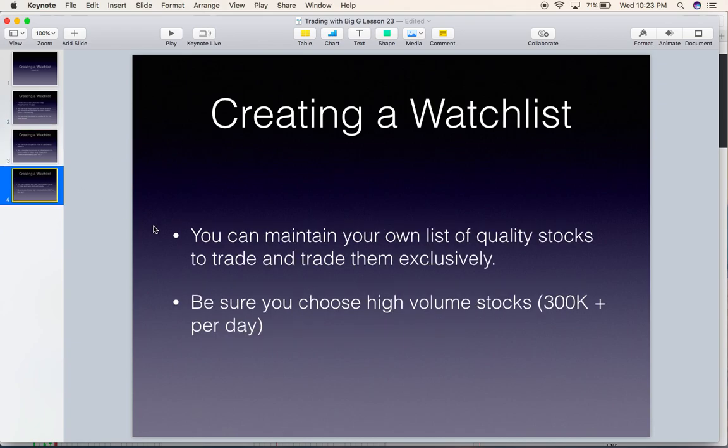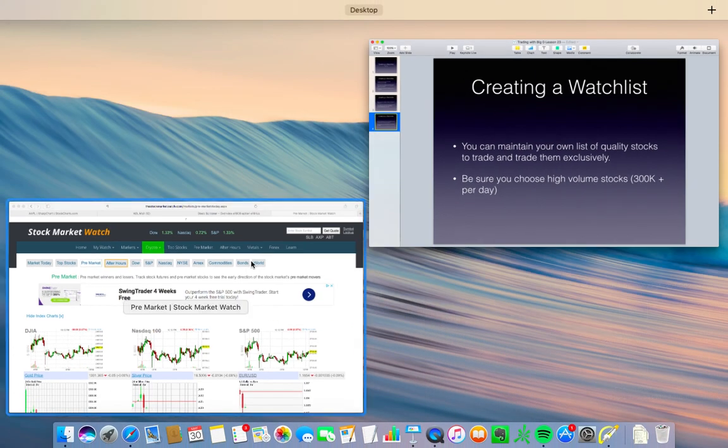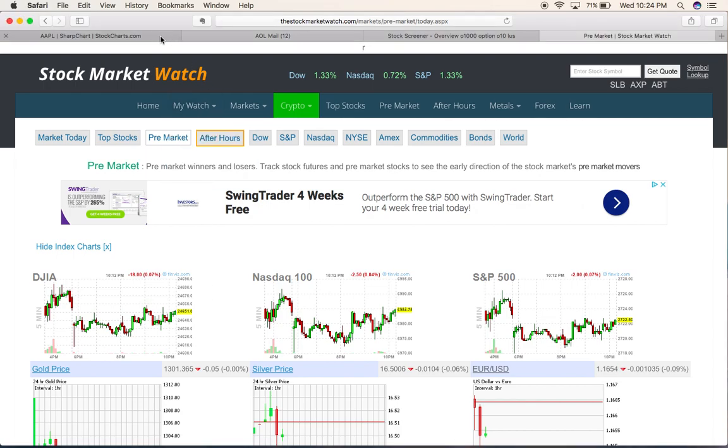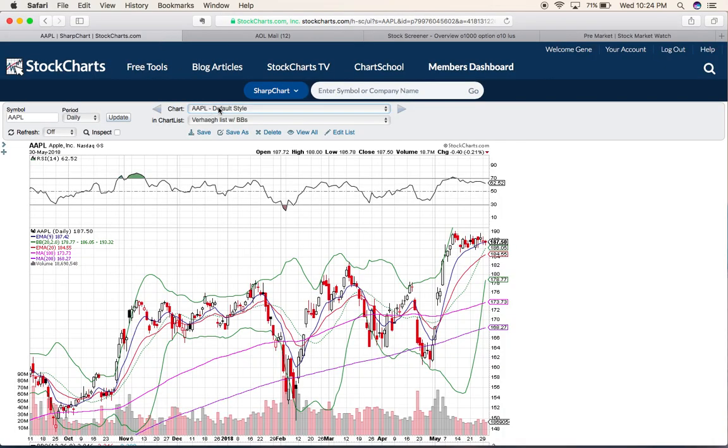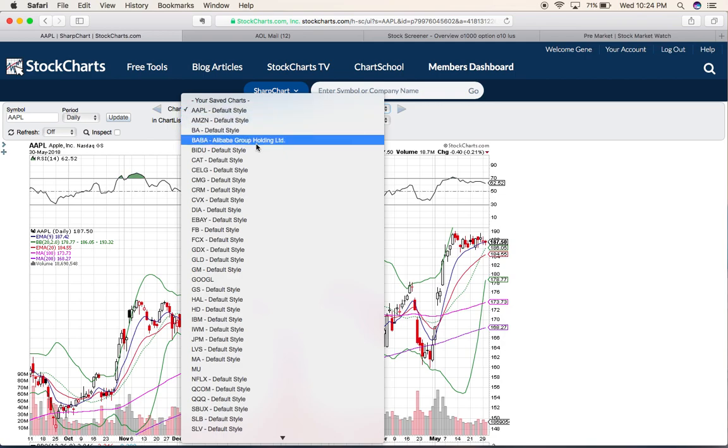You can also maintain your own list of quality stocks and just trade them exclusively. And this is what I do. I just have a list of about 41 stocks, I think it's 41. And I'll show you here on stockcharts.com. I've got a list here. I've created my own list with the default charts. And I think I counted 41.